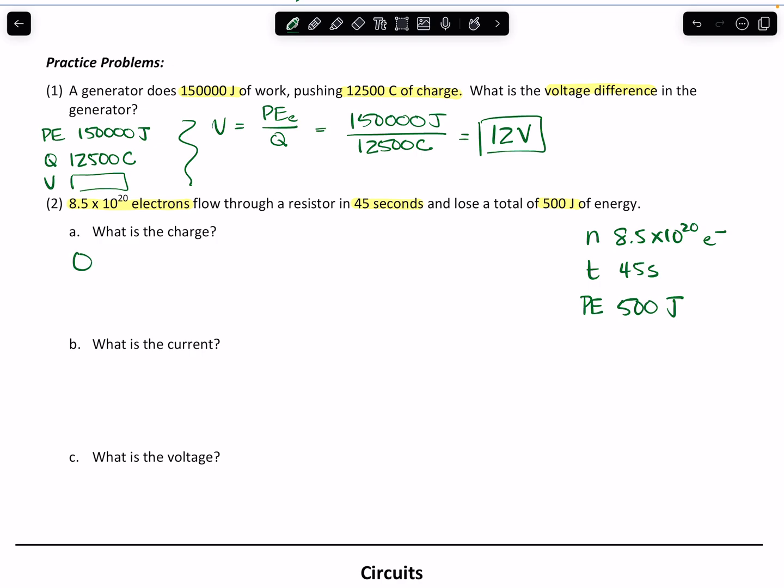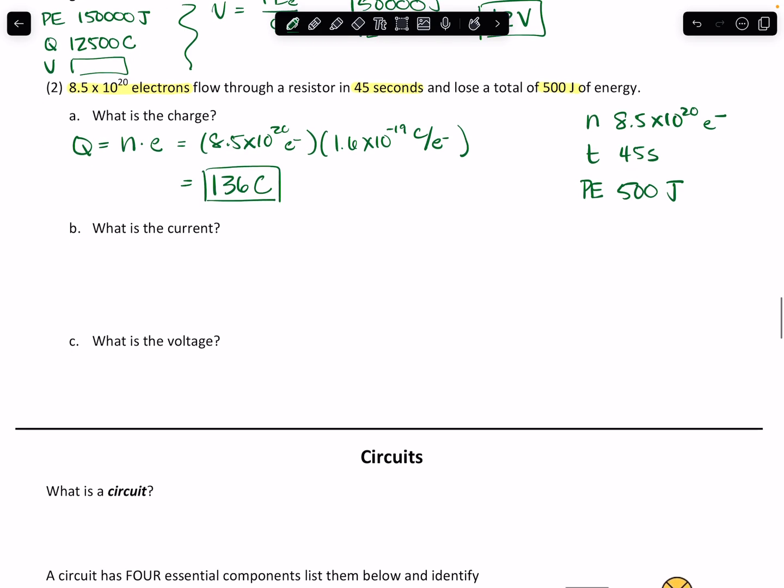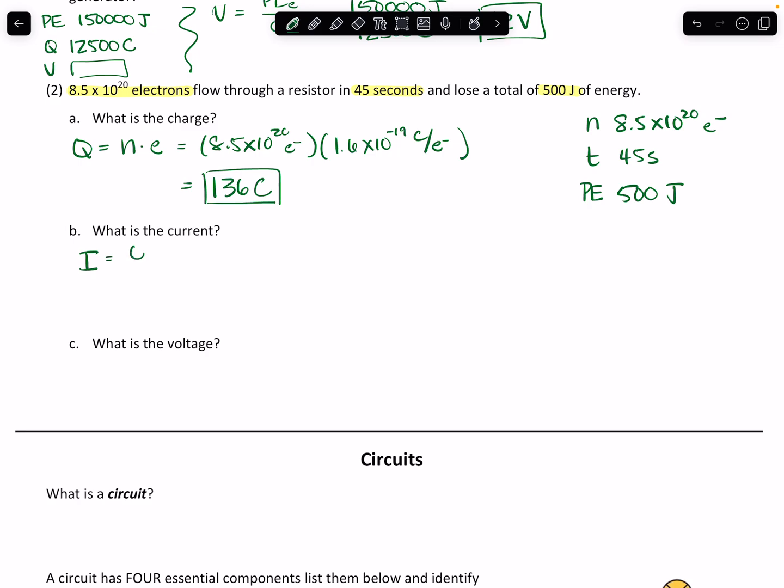So the first question is, what is charge? Based on what we know, we're going to have to use N times e. So we have 8.5 times 10 to the 20th electrons times our constant, 1.6 times 10 to the negative 19th coulombs per electron. We do that multiplication and we have 136 coulombs of charge. Up next, what is the current? Well, current is Q divided by time, charge divided by time. So 136 coulombs divided by our 45 seconds means that the current is 3 amps. So 3 coulombs of charge is moving every second.